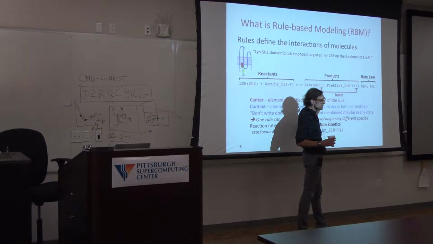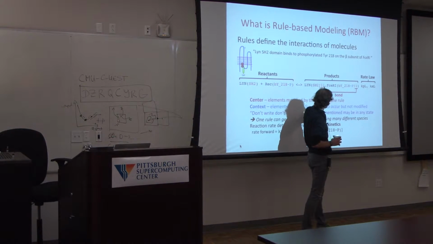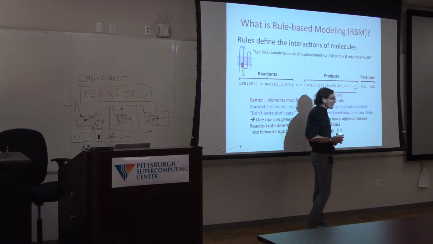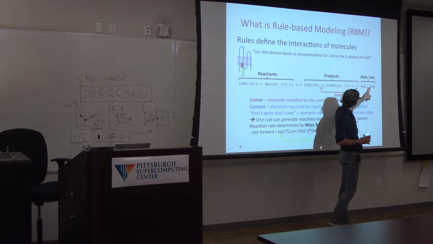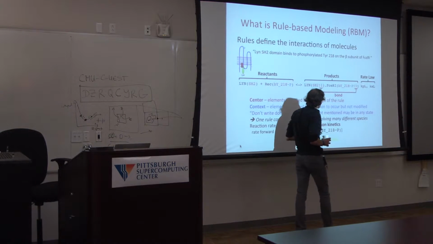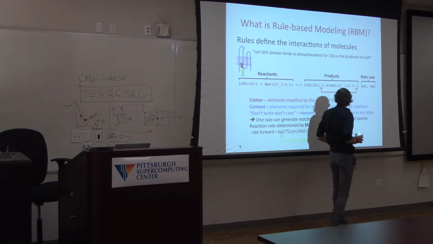We can have multiple bonds in the complex, but here we're just indicating that a single bond is being formed between these two sites, and then these two parameters are the parameters that are going to govern the rate of the transformation specified by this rule. They are the constants or the numbers that go in front of the mass action terms for this reaction.